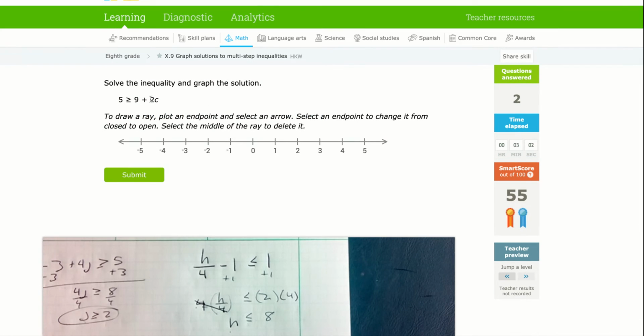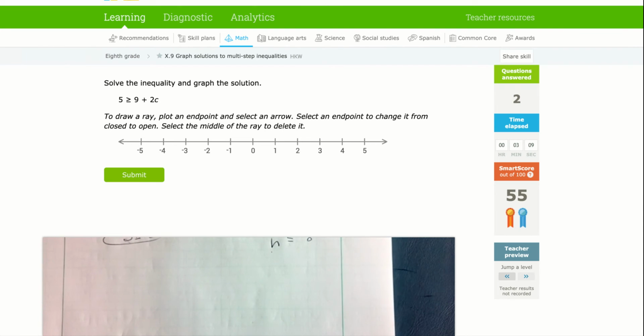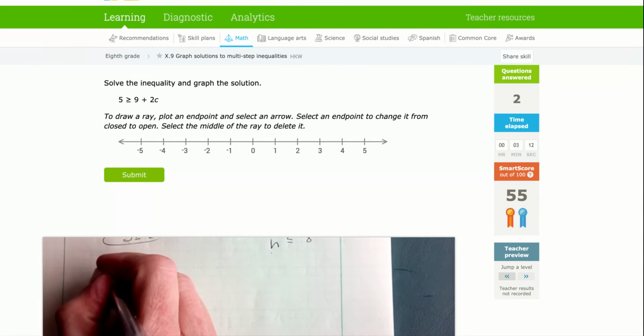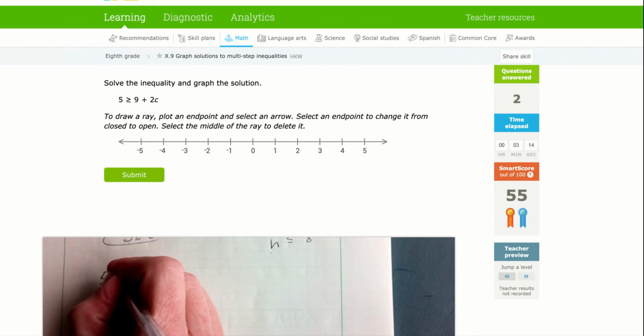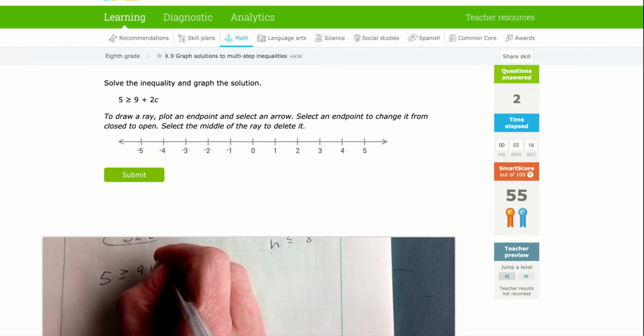I guess the biggest issue with this one is the inequality symbol is on the right side. So just remember that if the variable is on the right side, the inequality is going to point the wrong direction. So 5 is greater than or equal to 9 plus 2c.